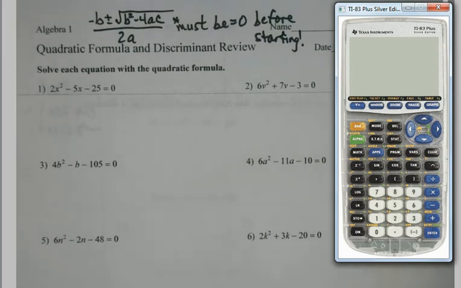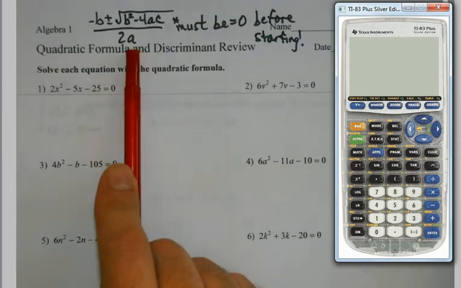All right, so yesterday we talked about two new things. We talked about the discriminant, how to figure out how many answers there are, and the quadratic formula to actually figure them out. We're going to start on this sheet with the quadratic formula, which again is this big guy up here.